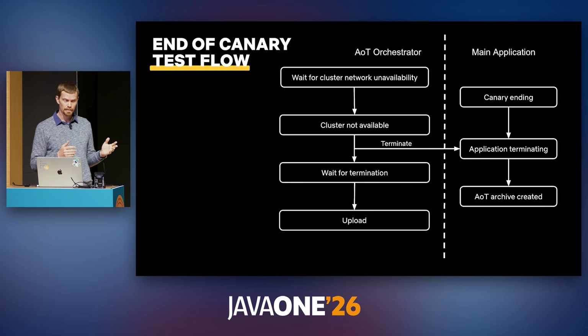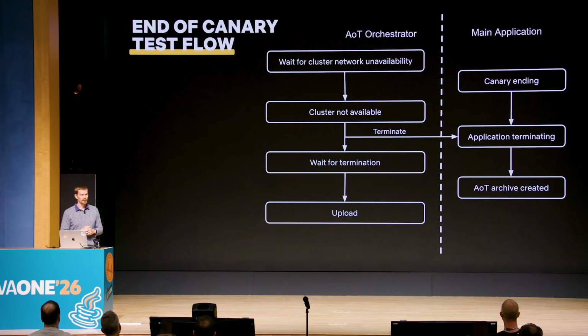When that happens, the orchestrator will issue a graceful termination signal to the main application, which will trigger all the processes to create the AOT archive. And when the application is done with the termination, it will have the AOT archive locally on the disk. The AOT orchestrator is waiting for that, and when it sees the file on the disk, it will upload it to our storage. This is how we handle our upload.